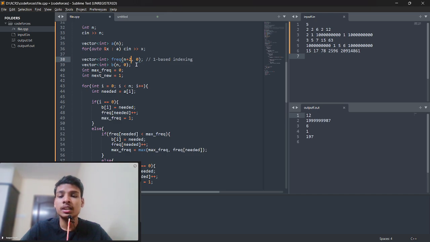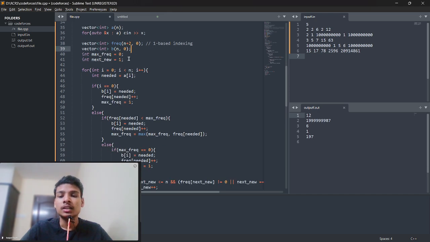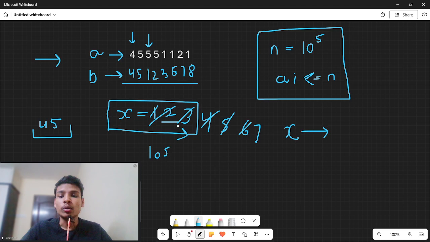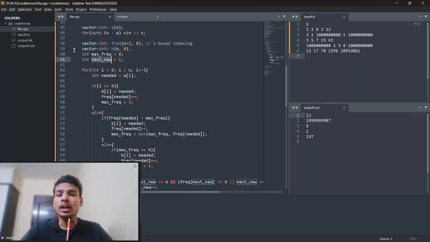Okay, done. I'll make another array B, that will be my answer array. This is the x which I'm talking about. I'll make x and increase it until I find another number whose frequency is 0. Okay, done. Now I'll also maintain a maximum frequency because that is needed, right?